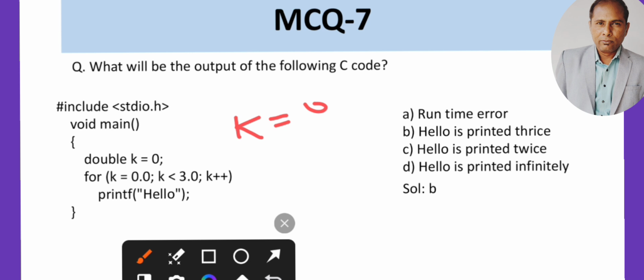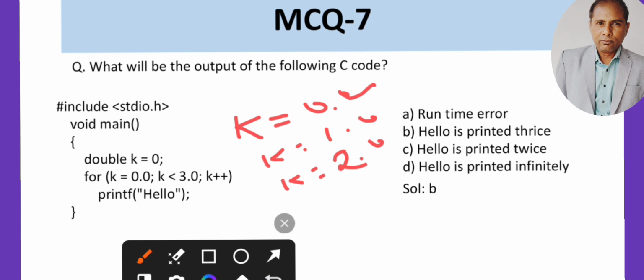So hello will be printed once when k is 0. Then k will be incremented by 1. Then it will be printed again when k is equal to 1. Then again k is incremented by 1, and it will become 2. Now if k is incremented by 1, k will become 3. It will not print since it is greater than or equal to 3.